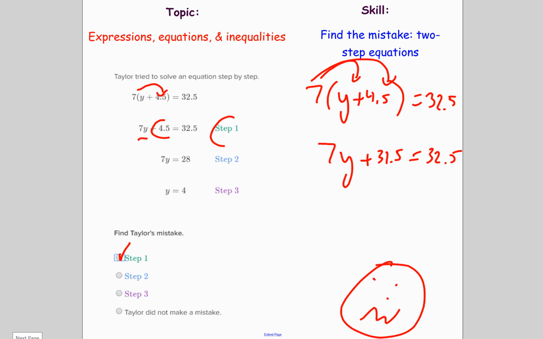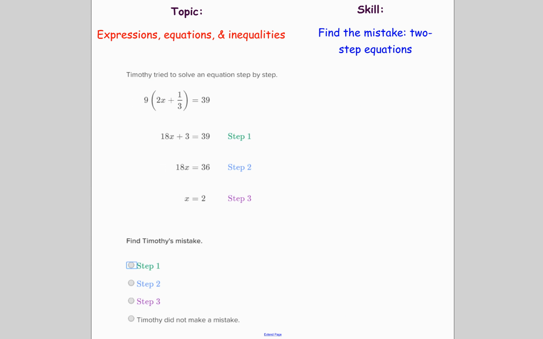All right, let's look at the next problem. 9 times the quantity 2x plus 1/3 equals 39. So I'm going to actually do the work over here. 9 times 2x is 18x. That looks good. 9 times 1/3 is 9/3 or 3. So 18x plus 3 looks perfect right here, equals 39. So step 1 looks good.